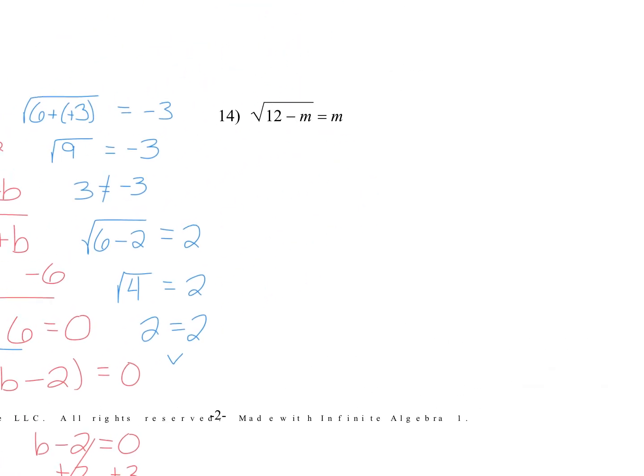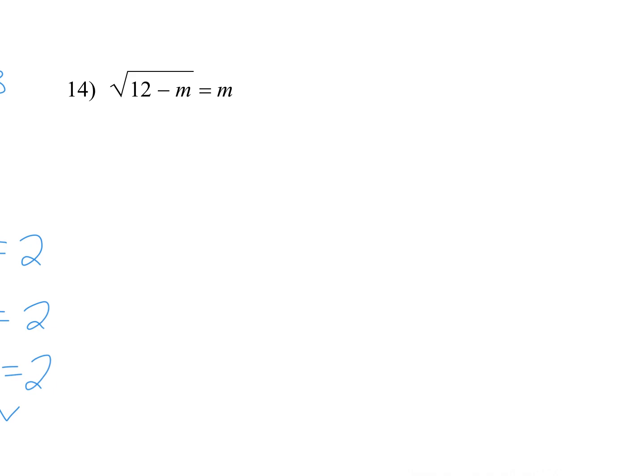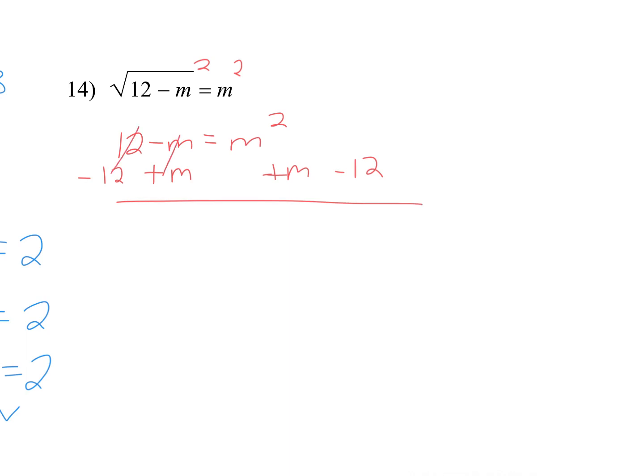Okay. So the radical is by itself. Yes, so what do we do? Square both sides. So we have 12 minus m equals, what's m to the second power? Yep. Now, we have m to the second power, so you know we need to get everything on one side. So I'm going to add m, and I'm going to subtract 12. So I have m squared plus m minus 12 equals 0.